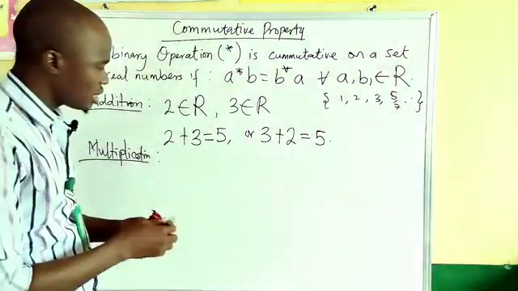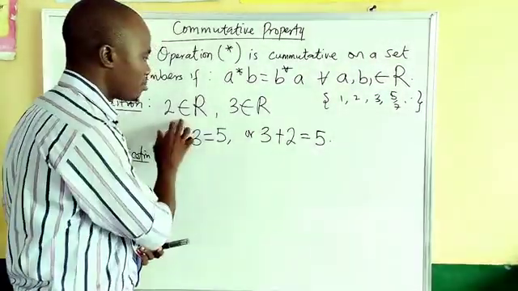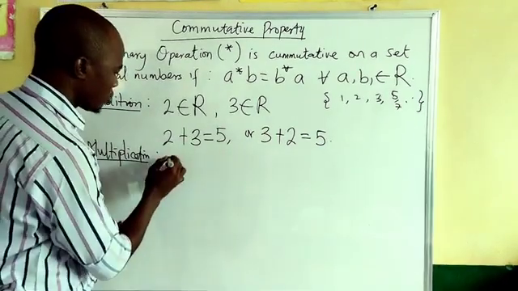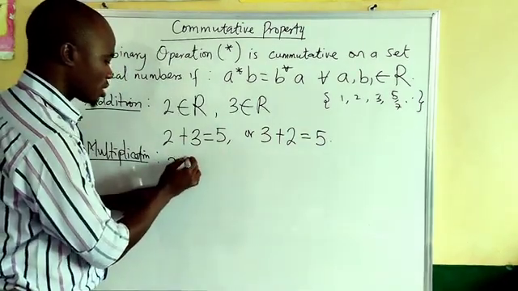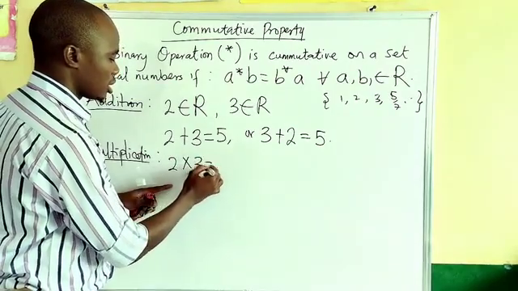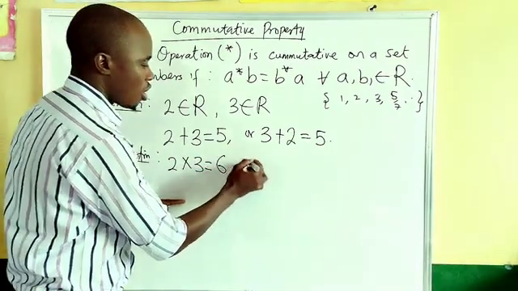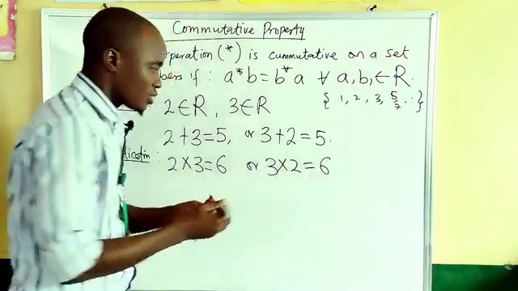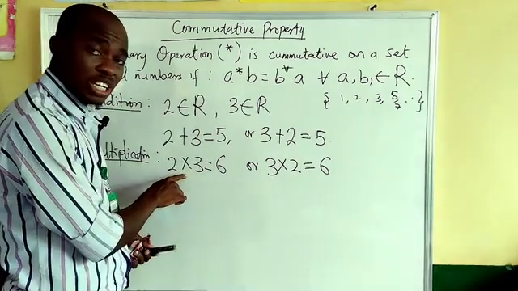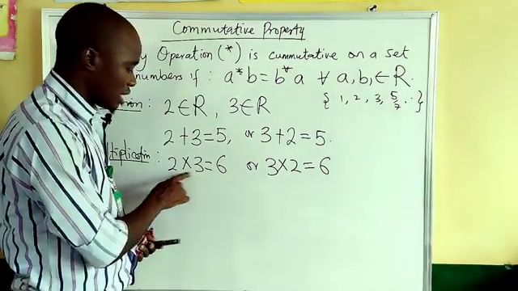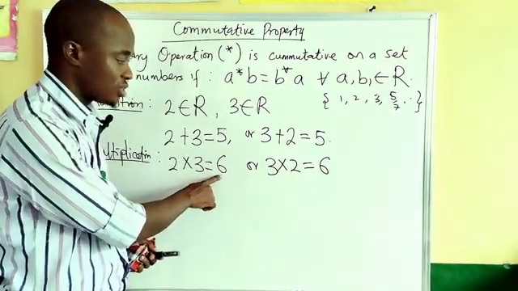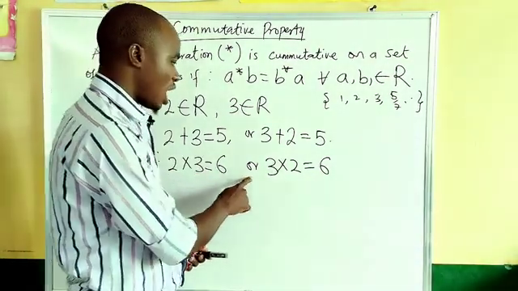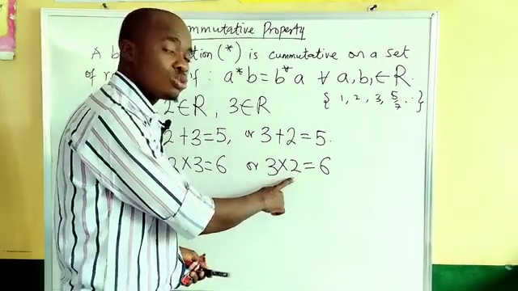Okay, now using these numbers, the members of the set of real numbers, that is 2 and 3, if we have 2 multiplied by 3 equals 6, or let's say 3 multiplied by 2 equals 6, you can see that this is multiplication. When you combine 2 and 3 with multiplication, we are going to have 6, but 2 is coming first, then 3 is coming after. We have 3 coming first here and 2 is coming after.